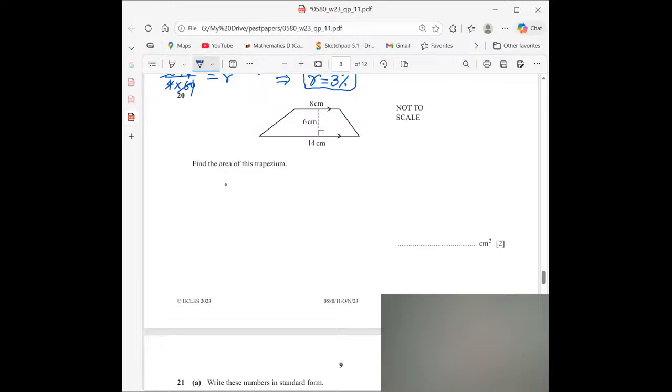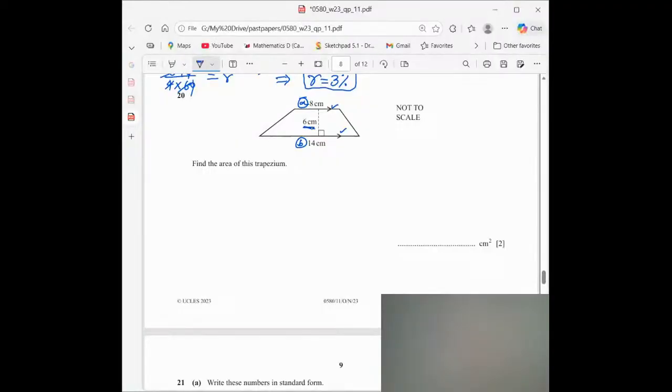We can call it A. One of the parallel sides is A. The other parallel side is B. Two sides are parallel. You can see that A and B are parallel sides because this arrowhead tells us that these two are parallel lines, and this measures 6 centimeters. This can be called the perpendicular distance between these two parallel lines.